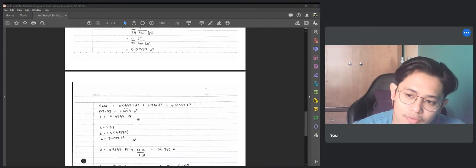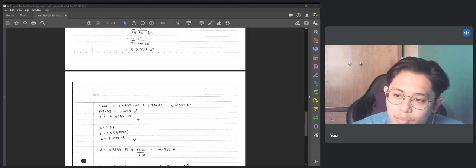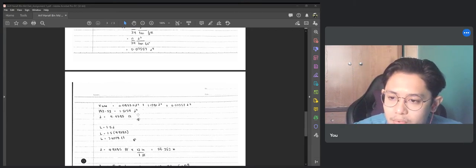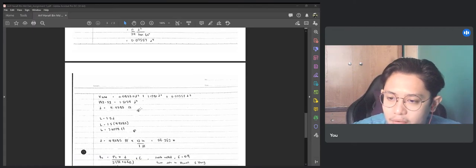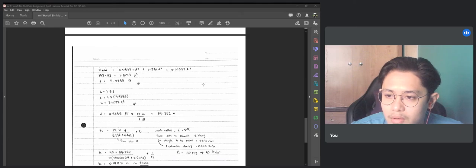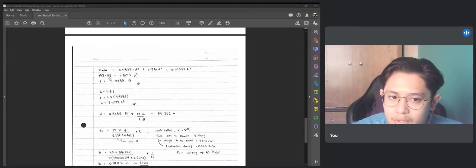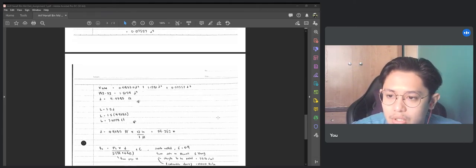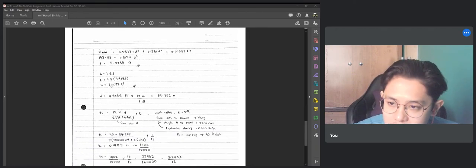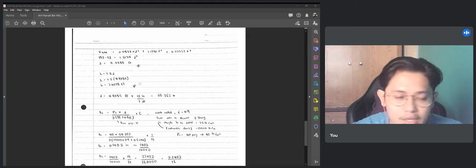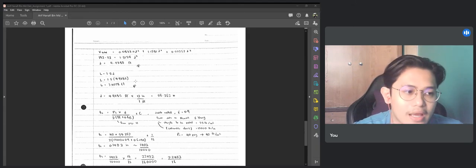Then we need to equate the volume total with the equation that we have produced. So 182.52 equal to 1.5154 d cube. Then we will get d equal to 4.9385. Then we insert this value into the equation L equal to 1.5 D. We will get 7.4078 feet. This is the length.